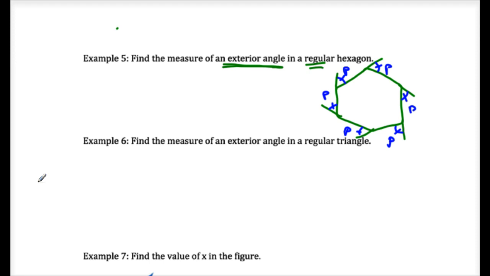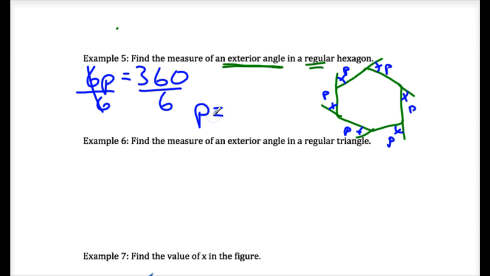Couldn't you just do 360 divided by 6? Well, that's what we're going to do, but we're going to write an equation to do it. How many P's do we have there? 6 of them. 6 times P. What do all the exterior angles always add up to? 360. And notice what Matt said. We're going to do that now, but with an equation. We're going to divide by 6. So 360 divided by 6, like you said, is going to happen.